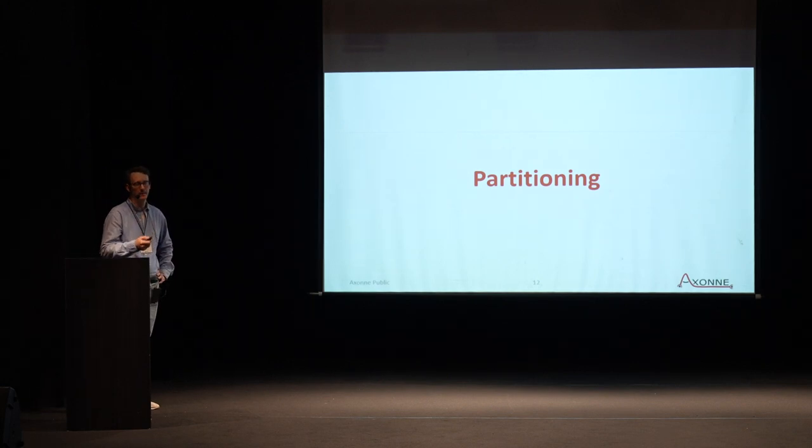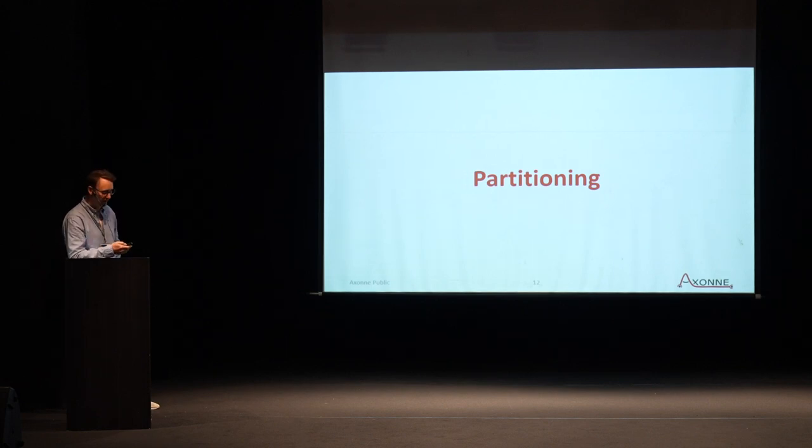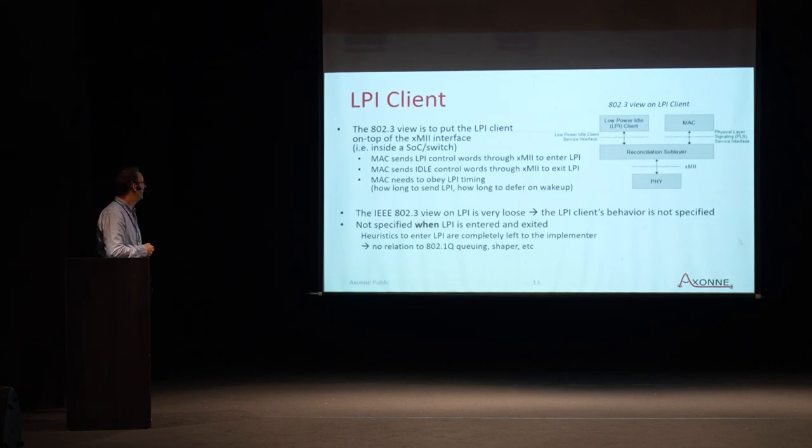So let's look a bit at this partitioning thing. I've mentioned this API client, and at the moment it's a bit vague where exactly everything is living. So the 802.3 view, if you just blindly read the spec document, looks like this. You have this API client, which is literally just a gray box in the document. What this thing does, nobody knows. The spec says it sends out API commands to the reconciliation layer, and then that falls out over XMI. And when the link shall go back out of API, then it sends idle again. That's the only thing which the spec essentially says.